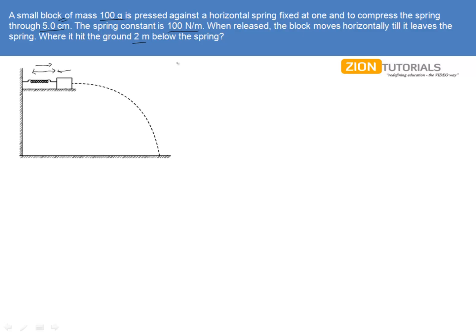Now what we need to find is where will it hit, that is this distance actually. If this is taken to be negligible, ultimately we are taking this distance, right? Because they haven't given us the length of this part, so we have to find this one only.